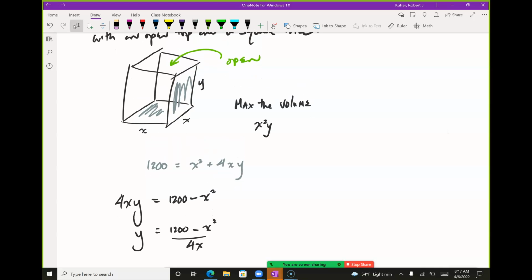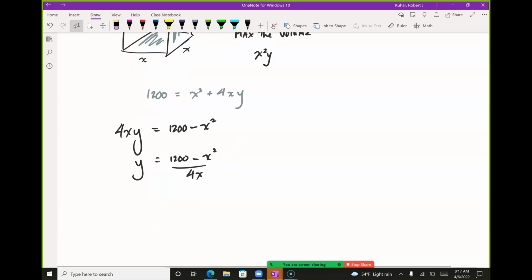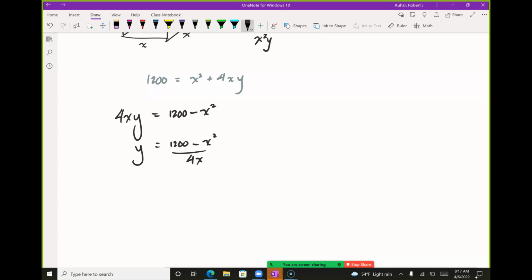Yes, you got it. So I now want to take this value of y and put it in my function of x. So I create a function of x. f of x is x squared y, which is x squared times 1200 minus x squared over 4x. So then I want to maximize this. Pretty easy.